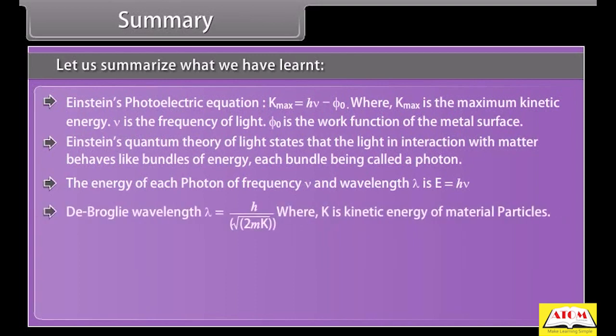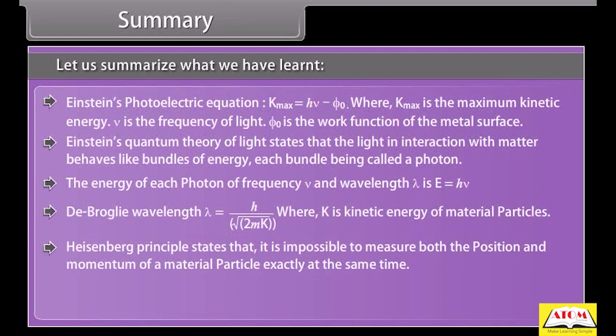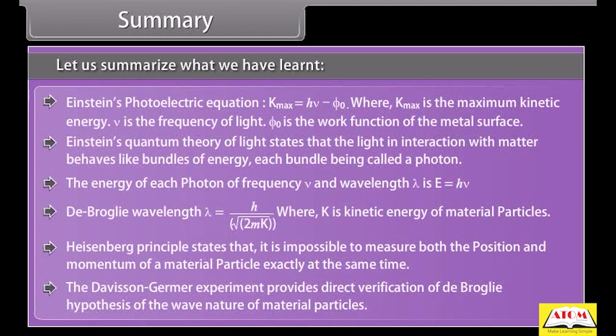De Broglie wavelength lambda = h/sqrt(2mK), where K is the kinetic energy of material particles. The Heisenberg principle states that it is impossible to measure both the position and momentum of a material particle exactly at the same time. The Davisson-Germer experiment provides direct verification of the de Broglie hypothesis of the wave nature of material particles.